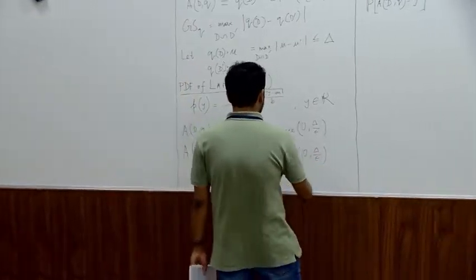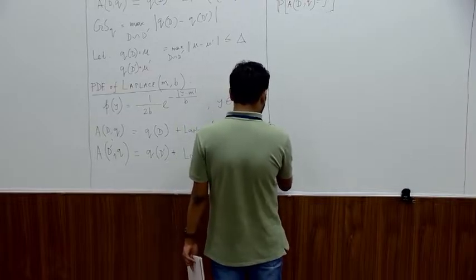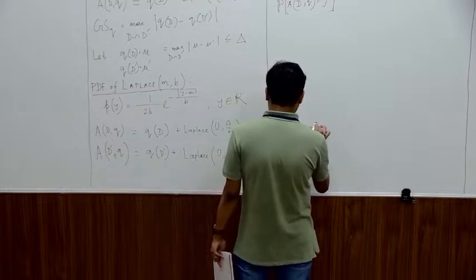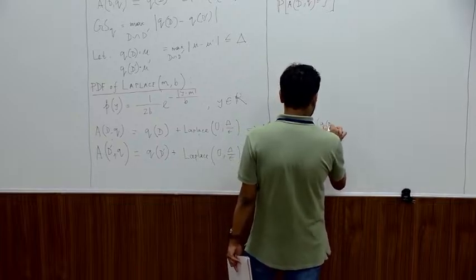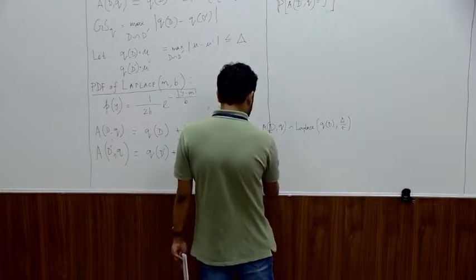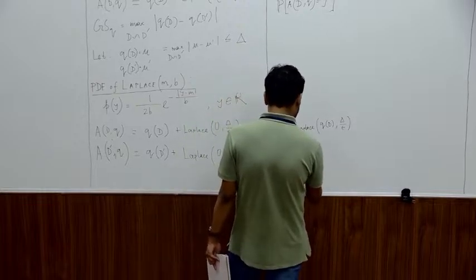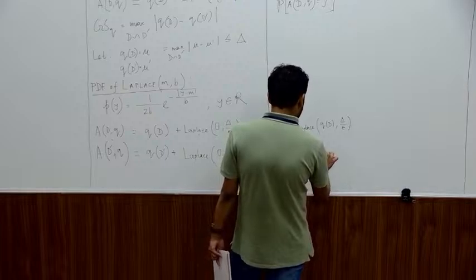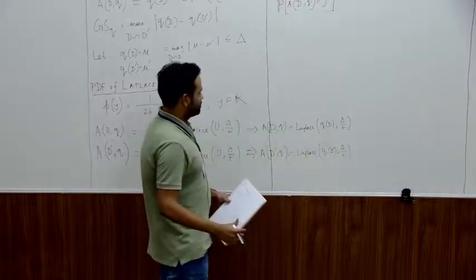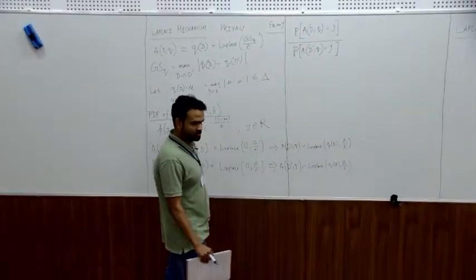So let me write that. This implies A(d, q) is drawn from Laplace with mean q(d) and scale delta by epsilon. Similarly, A(d dash, q) is drawn from a Laplace distribution with mean q(d dash) and scale delta by epsilon. So we know the probability distribution of these two random variables. We need to bound the ratio of their probabilities.